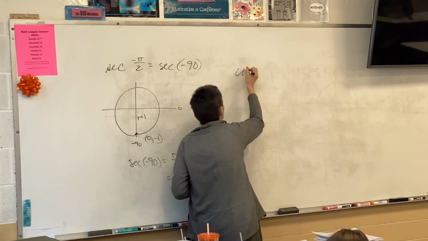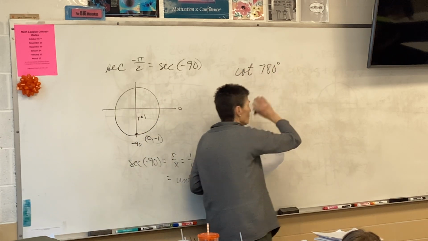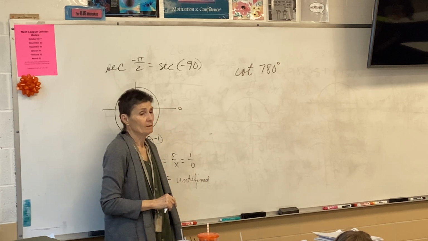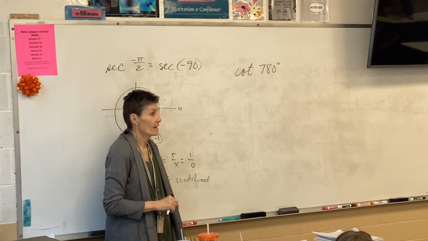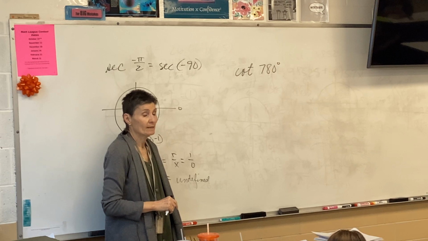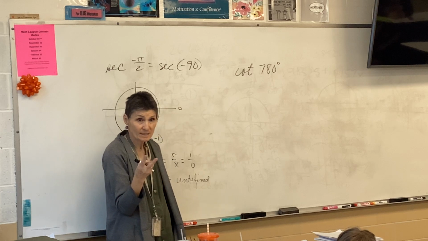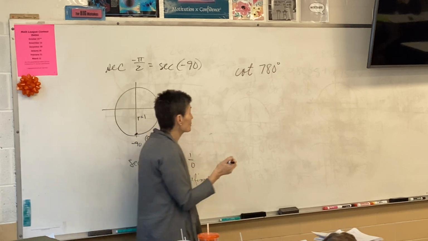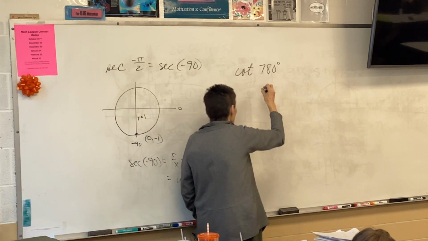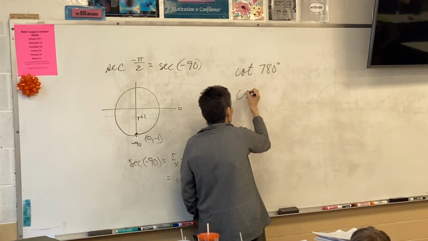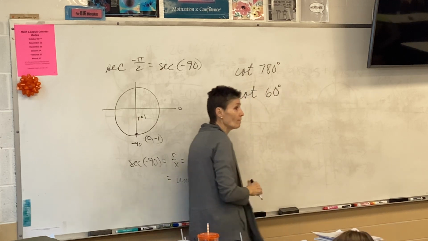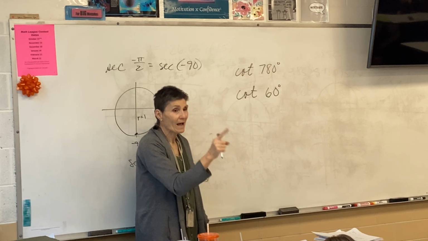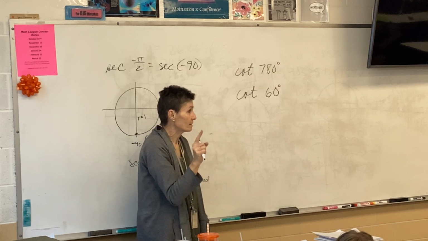All right, cotangent of 780 degrees. Whoa, what about 780? Well, it's bigger than 360. And in fact, isn't it bigger than two 360s? Yeah, because two 360s would be 720. So this is a spin, and then go 60 degrees more. How did I get 60? I subtracted 360, subtracted 360.